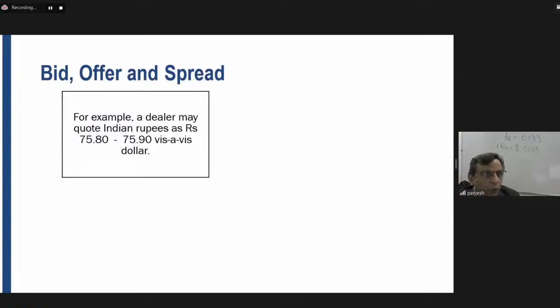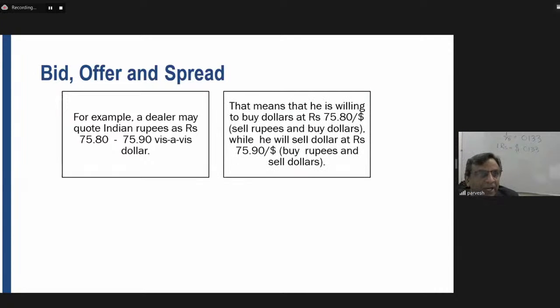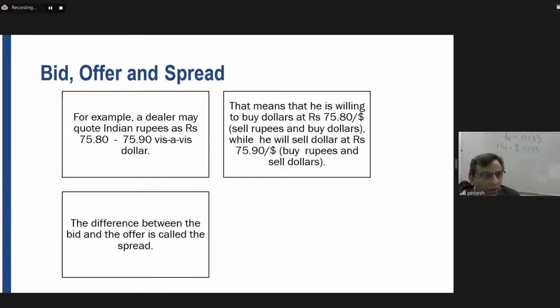So if, as a customer, you go to the bank and you have to buy dollars, you have to pay 75.90. So that becomes your buying price. It's the bank's selling price, but your buying price. So this means he's willing to buy dollars at 75.80 per dollar, while he will sell dollars at 75.90. These are the two-way quotes which are given. One is the buy price of the dealer or the bank, another is the sell price. The difference between the bid and offer is called the spread. So here the spread is 10 paisa.